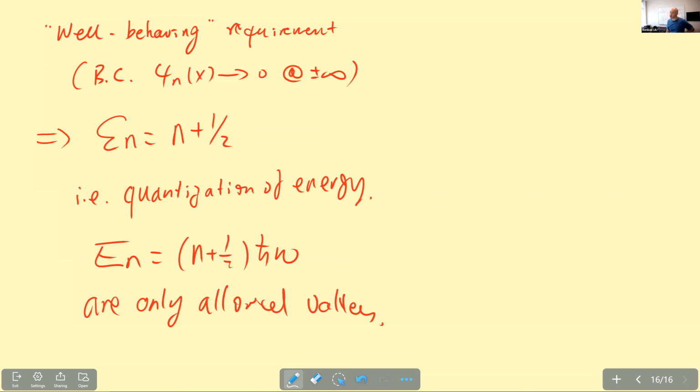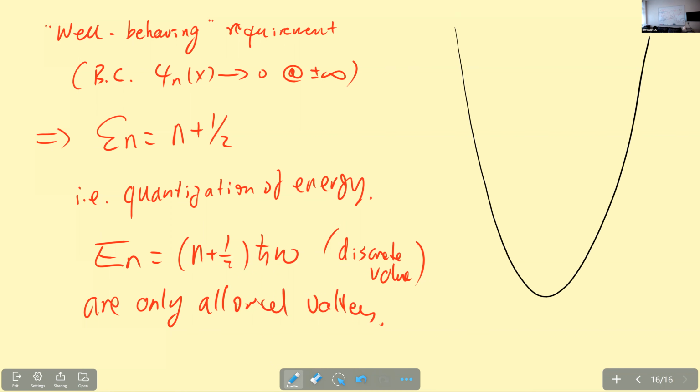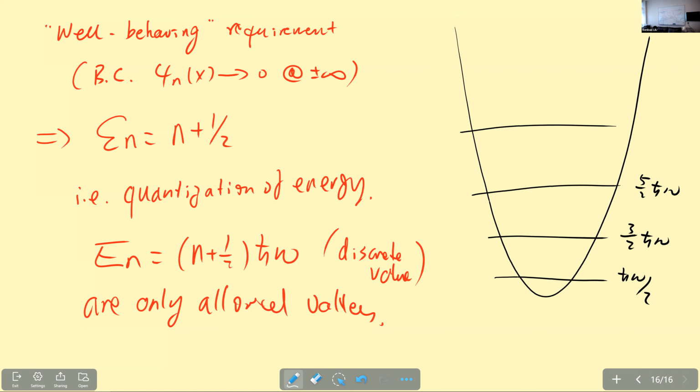Right, so this is actually a very general feature of bounded states, because you must have these wave functions to be well-behaving. So then these eigenenergies must take discrete values, okay? So now we have immediately obtained these eigenenergies. This is h bar omega over 2, and then the next one is 3 over 2 h bar omega, and then another one is 5 over 2 h bar omega, and then 7 over 2.